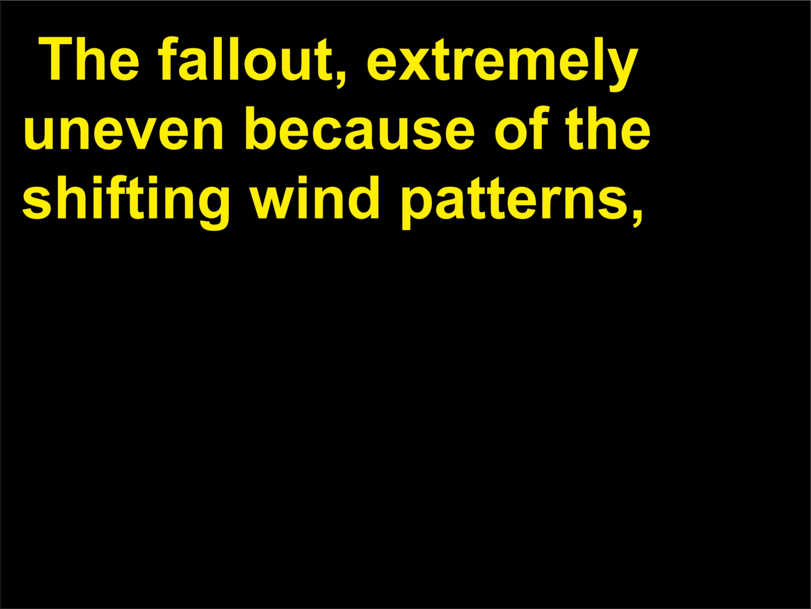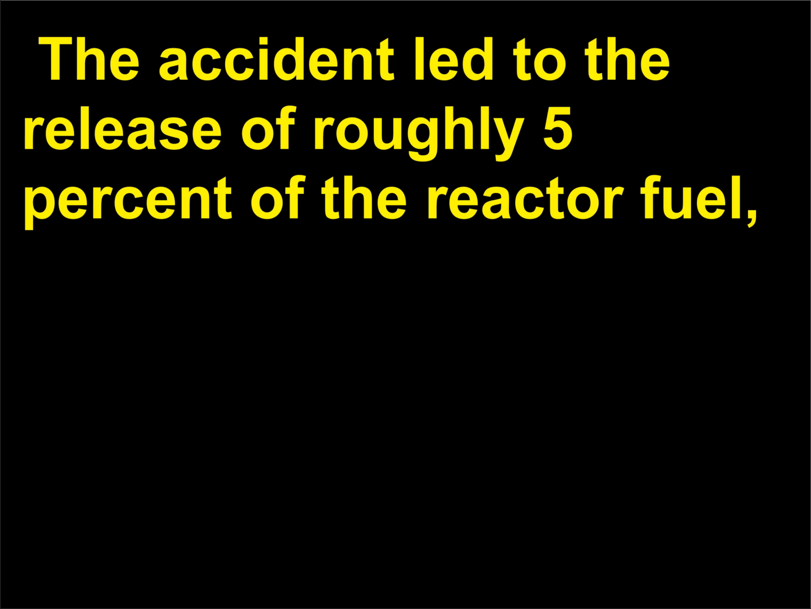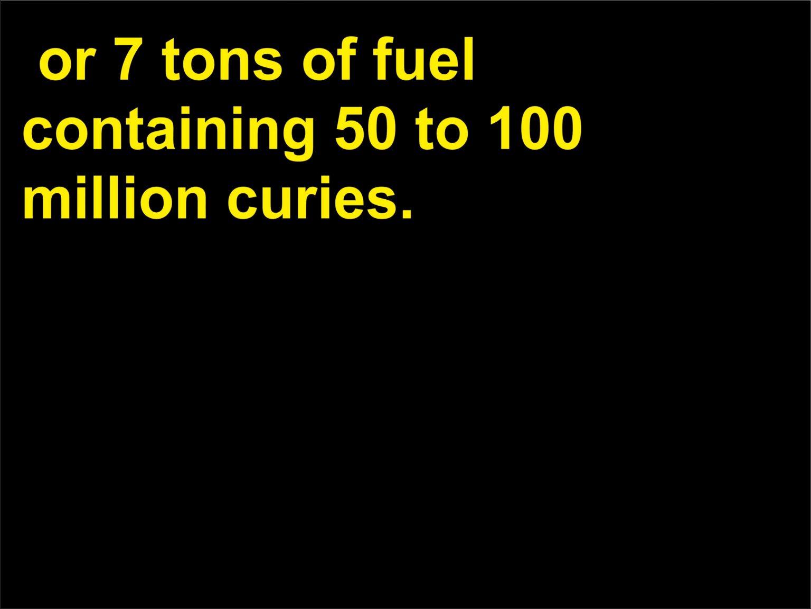The fallout, extremely uneven because of the shifting wind patterns, extended 1,200 to 1,300 miles, 1,930 to 2,090 kilometers, from the point of the accident. The accident led to the release of roughly 5% of the reactor fuel, or 7 tons of fuel containing 50 to 100 million curies.